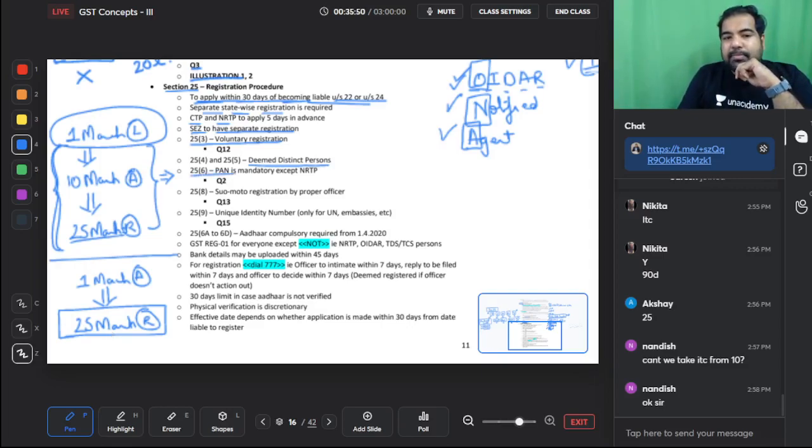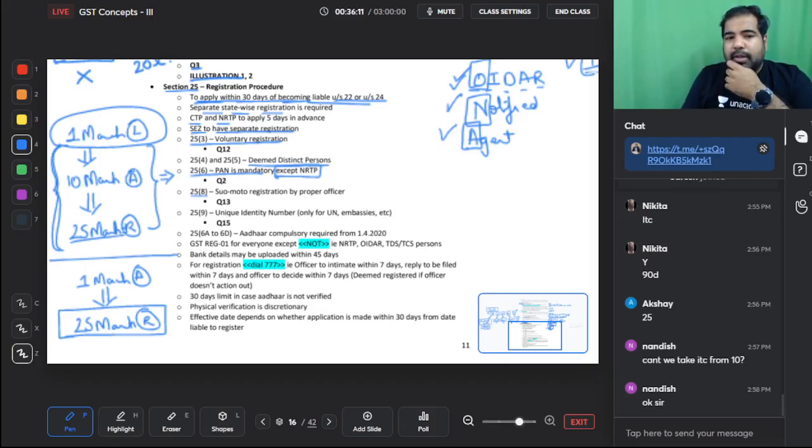Guys, PAN is mandatory for GST registration. It's the backbone of GST registration, but only one person is not required to have a PAN, that is an NRTP. He's coming from abroad, how does he have a PAN? He will not have a PAN. So what will he need? He will need the passport details of the person who's coming, and his representative's PAN details.